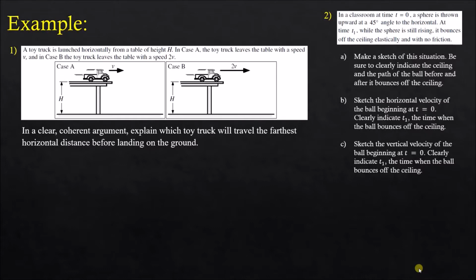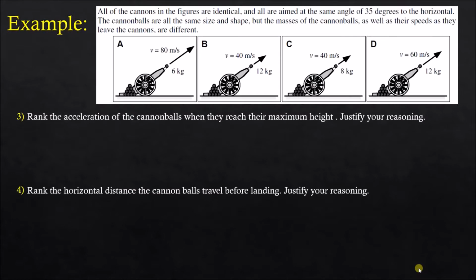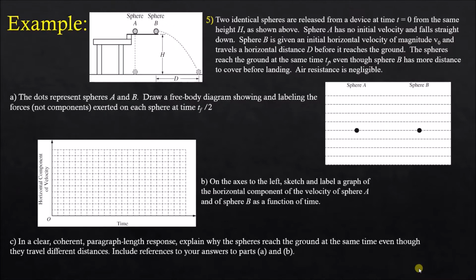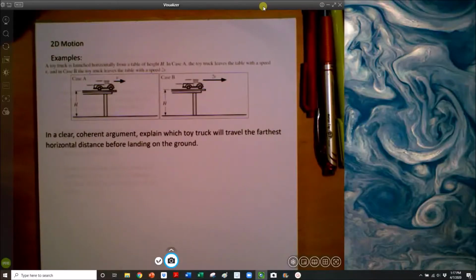Here's question 1 and 2. Here's question 3 and 4. Here's question 5. All right, let's get started. Here's our first problem. It's about two toy trucks that are being launched horizontally off a table.